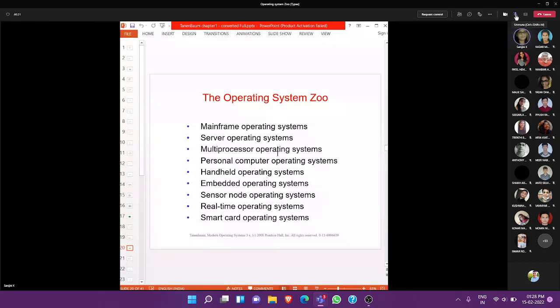Ma'am, about the handheld, can you please repeat? Yes. Are handheld operating system and Android operating system the same?